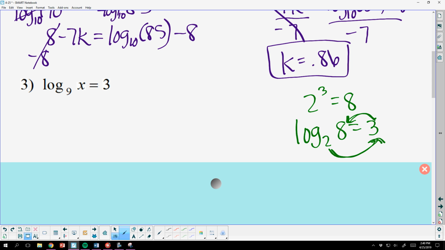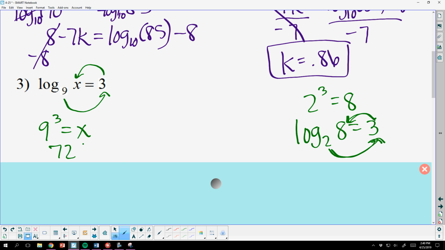So if you know what a logarithm is and you know how to read it, then an equation like this is easy because it's just 9 to the third power equals x. So 9 to the third power equals x, right? And that's 729, I think.